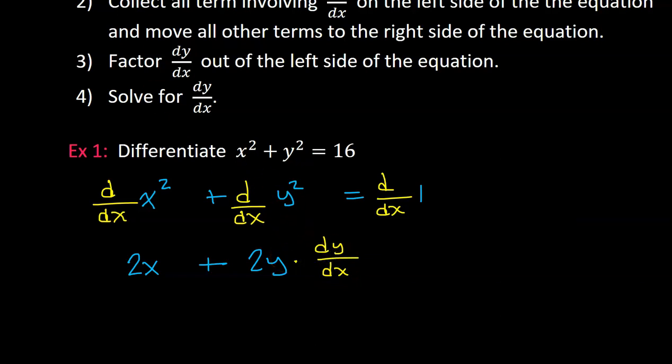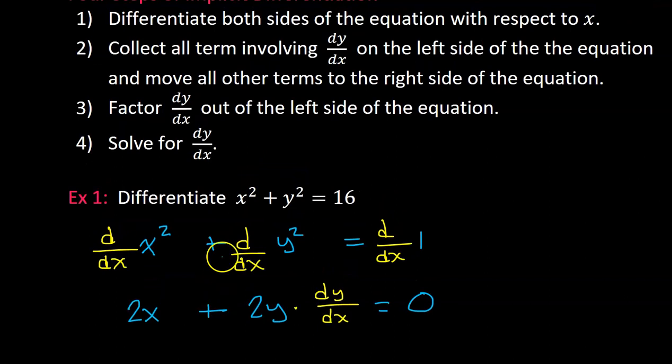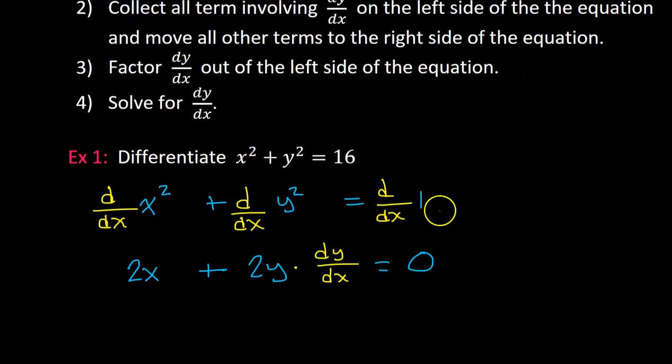Okay, now moving on. The derivative of a constant is 0. We know this. So we have now completed step 1. Step 2 is to collect all terms involving dy dx on the left side and move all other terms to the right side of the equation.